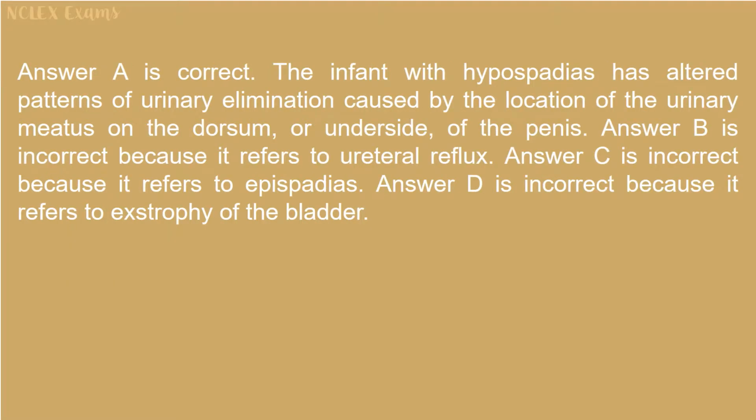Answer A is correct. The infant with hypospadias has altered patterns of urinary elimination caused by the location of the urinary meatus on the dorsum, or underside, of the penis. Answer B is incorrect because it refers to ureteral reflux. Answer C is incorrect because it refers to epispadias. Answer D is incorrect because it refers to exstrophy of the bladder.